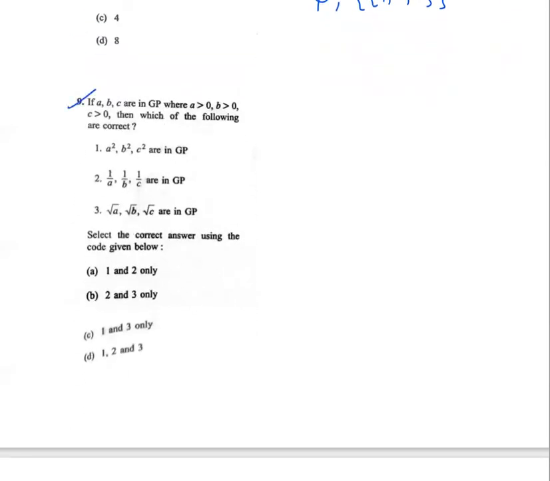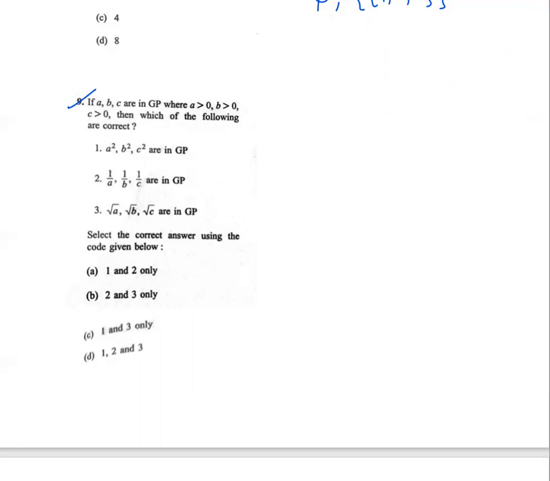Next one, question number 9. If A, B, C are in GP, where A is greater than 0, B is greater than 0, and C is greater than 0, then which of the following are correct? First one, A square, B square, C square are in GP. Second one, 1 by A, 1 by B, 1 by C are in GP. Third one, under root A, under root B, under root C are in GP. So which of the following is correct?